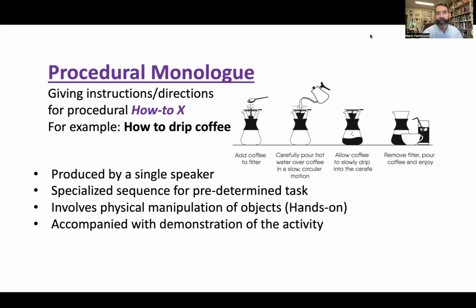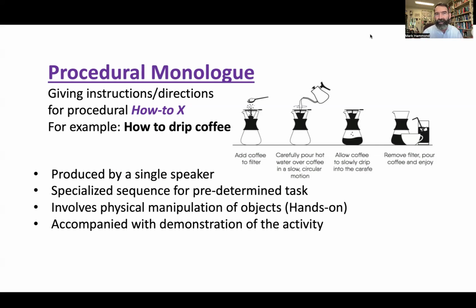So if we're going to give a monologue about coffee, you have to add the coffee, drip the coffee, let it accumulate, and then we have accomplished the task. So there's definitely a set sequence to get to that final goal of the task. It's going to involve physical manipulation of objects.